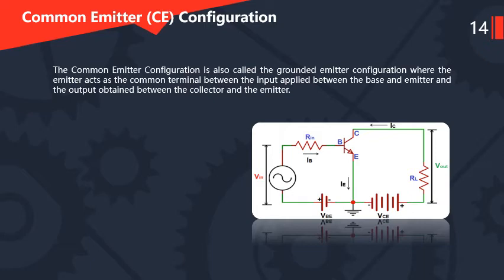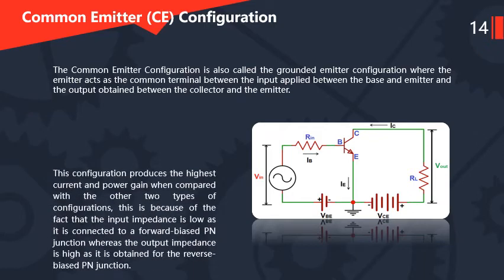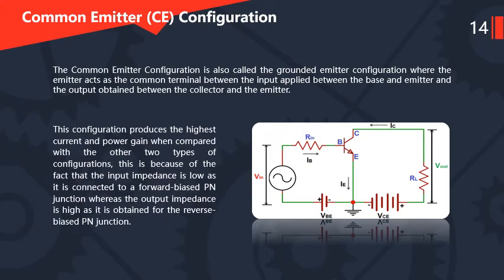So this is called the common emitter configuration. This configuration produces the highest current and power gain when compared with the other two types of configurations. This is because the input impedance is low as it is connected to a forward bias PN junction, whereas the output impedance is high as it is obtained from the reverse bias PN junction.